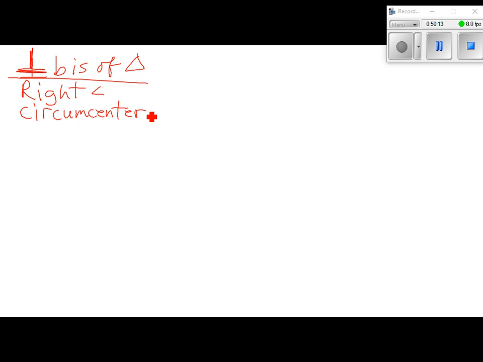What else? What's bisector tell us? Bisects the side, right? So congruent what? Congruent segments. Anything else?